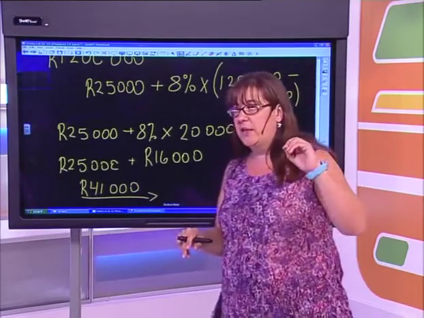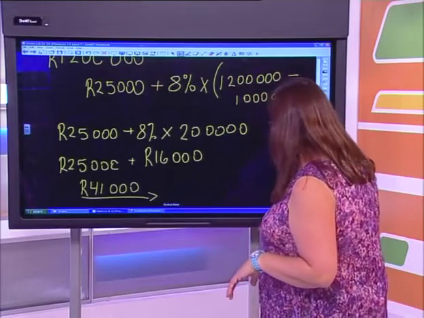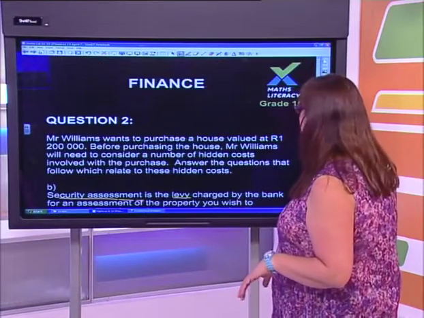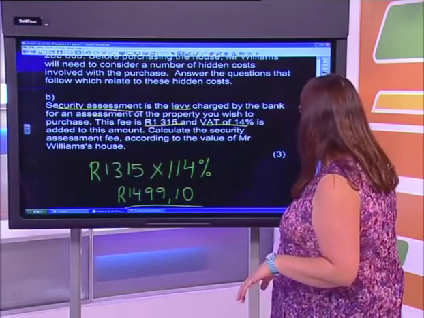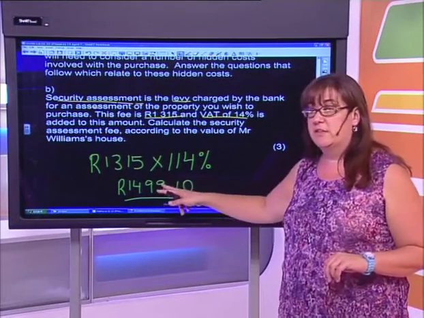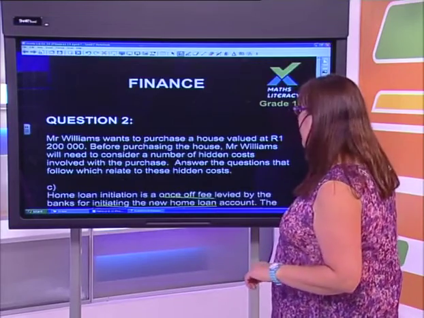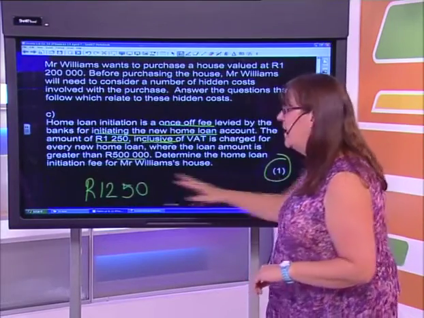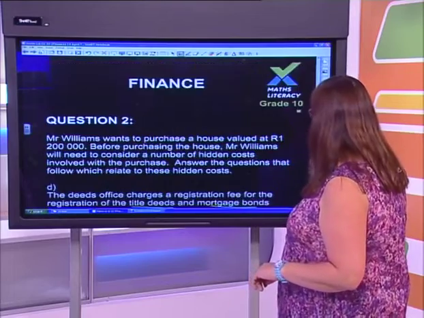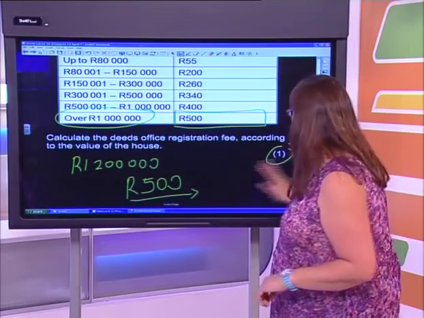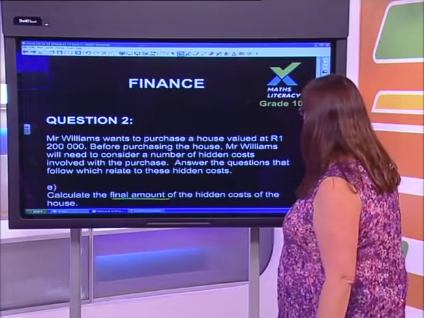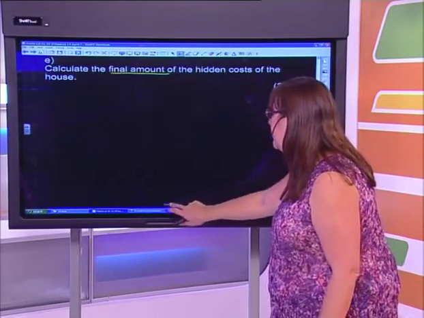Hope that you guys are all paying attention and we can remember these numbers. So 41,000 Rand. Then he had a security assessment levy, which was 1,499 Rand and 10 cents. He then had to pay this home loan initiation fee of 1250, and he needed to pay to the deeds office an amount of 500. So let's go to our question and let's add these all up.